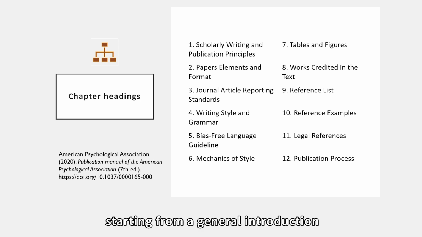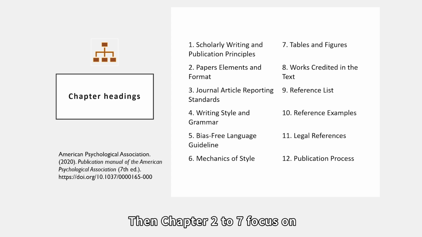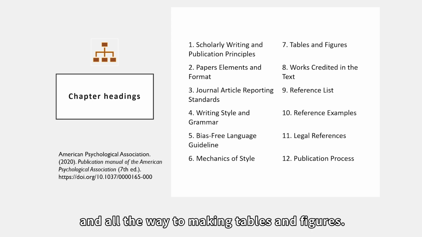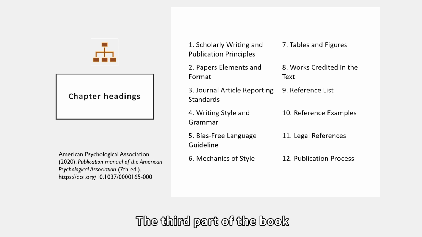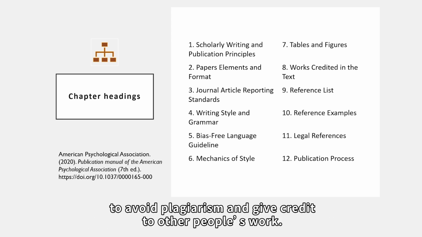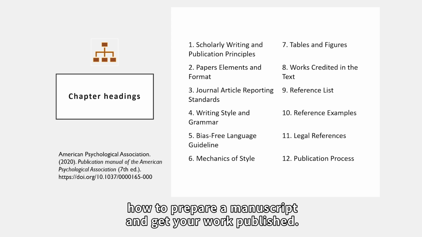a general introduction of scholarly writing and publication principles. Then chapters 2 to 7 focus on how to write an academic paper, including paper elements and format, reporting standards, and all the way to making tables and figures. The third part of the book talks about proper citations and references to avoid plagiarism and give credit to other people's work. The final chapter tells you how to prepare a manuscript and get your work published.